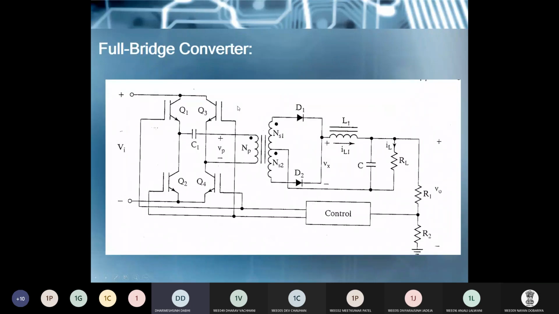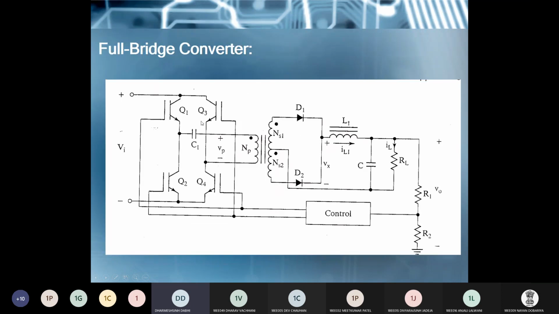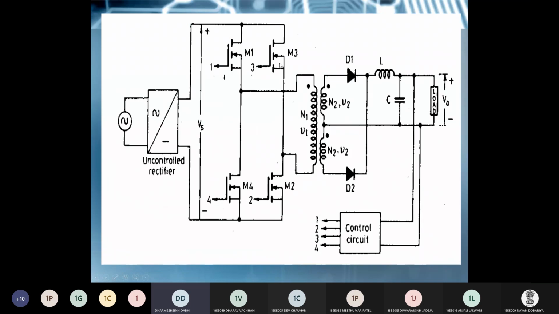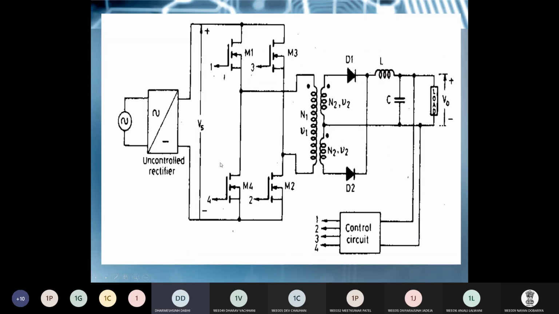Now let's discuss the operation of the full-bridge converter. In the full-bridge converter, again you can use a power MOSFET or power BJT based on the required frequency of operation. So this configuration is based on the power BJT, and this configuration is based on the power MOSFET. Both circuits give the same operation, we just change the semiconductor switch. Here we use the power BJT, and here the power MOSFET. Again, you can see that in this full-bridge configuration we use 4 switches, or 4 MOSFETs.